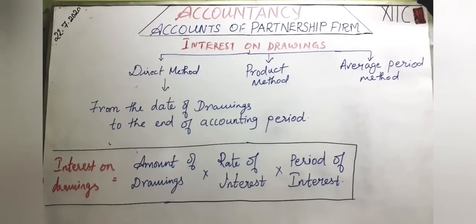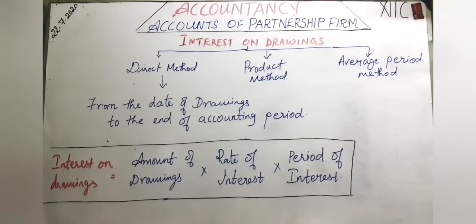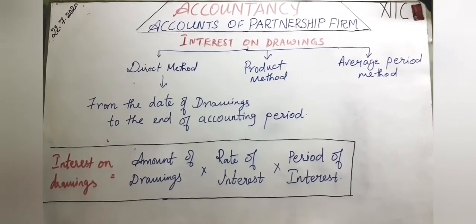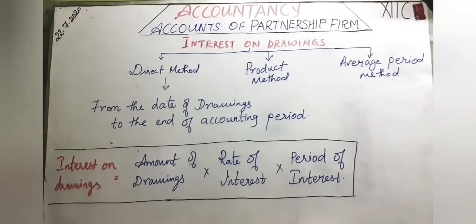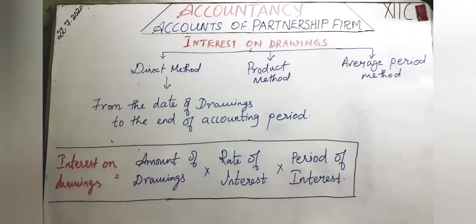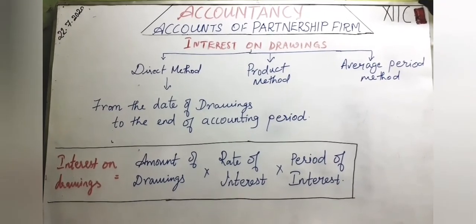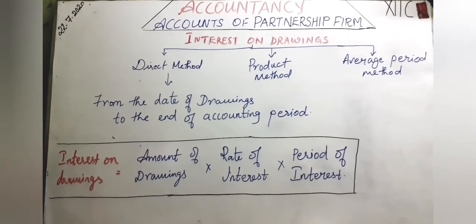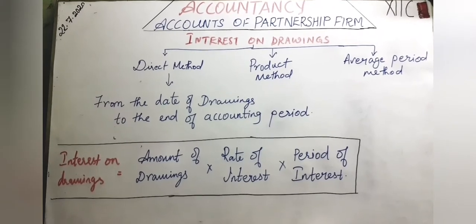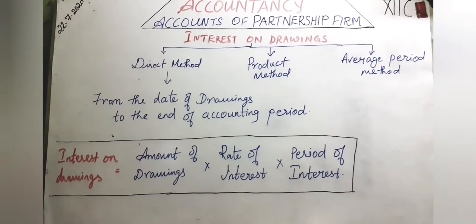You got me students? Interest on drawings is an income for the firm, whereas it is an expense for the partners. You understand? Because the partner is paying interest and that will go to the firm and it will be credited, whereas it will be debited in the partner's capital account. You got me students?